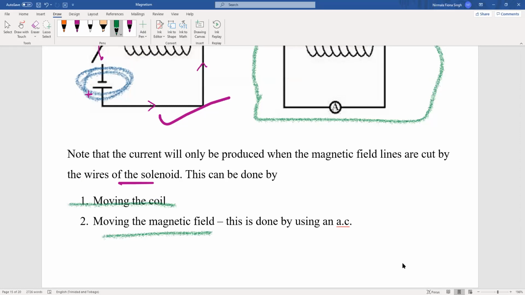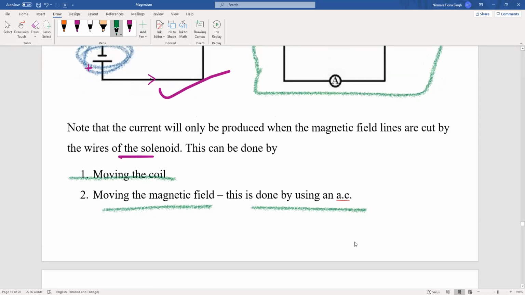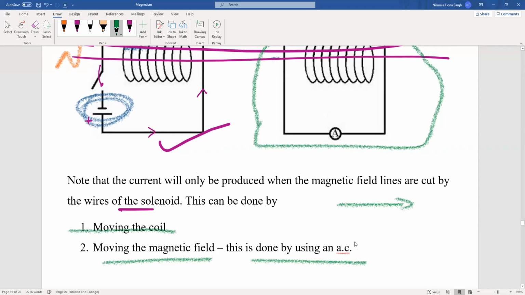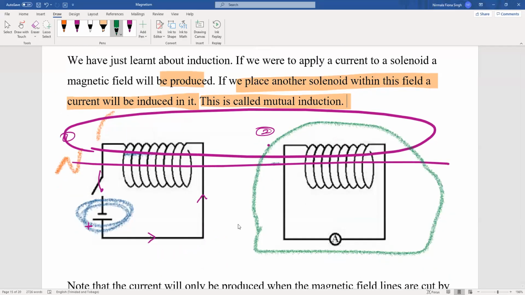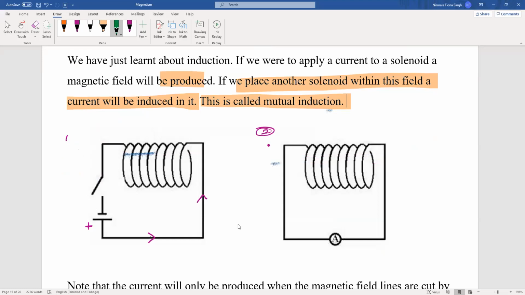And how can we move this magnetic field? We can use an alternating current. What is an alternating current again? An alternating current is one that switches directions many times in a second. And by switching the direction of the current, we are also flipping the magnetic field. Let's just take a look and see what's going to happen here. This is how they generate constant current in two coils with mutual induction.